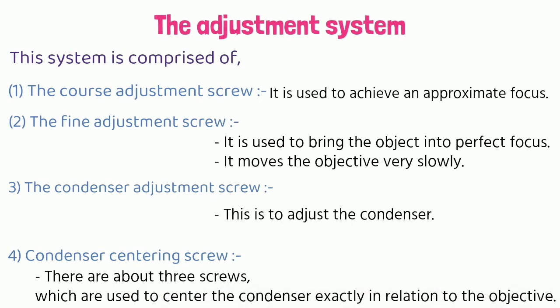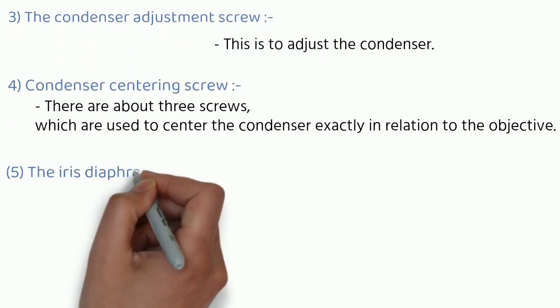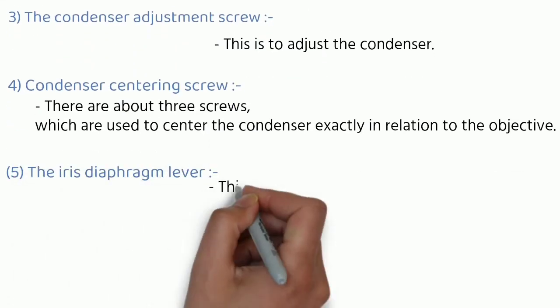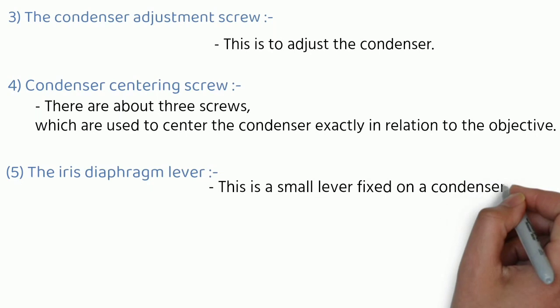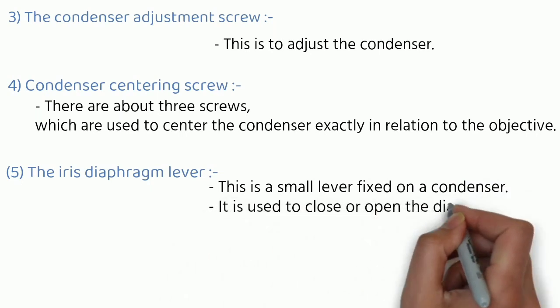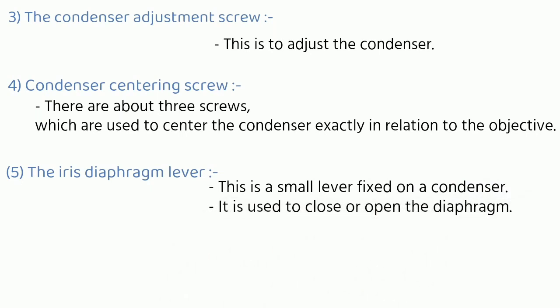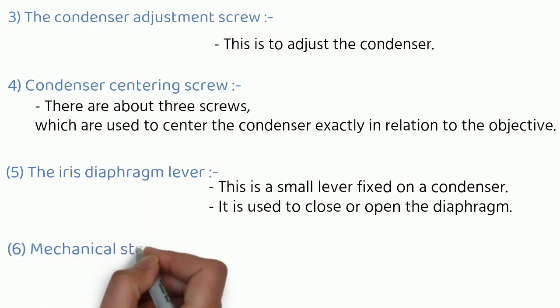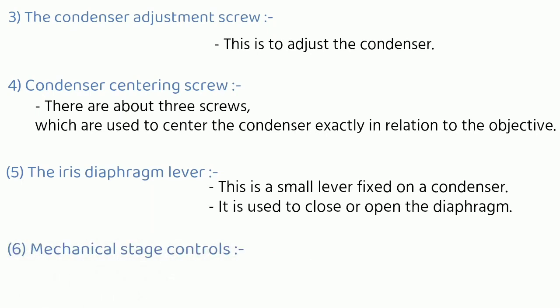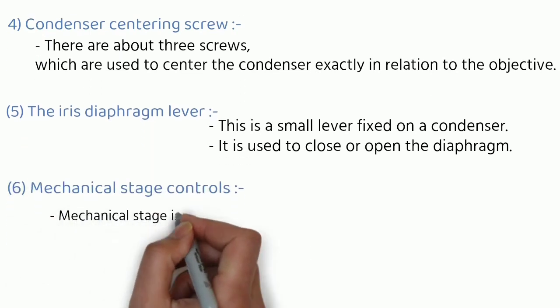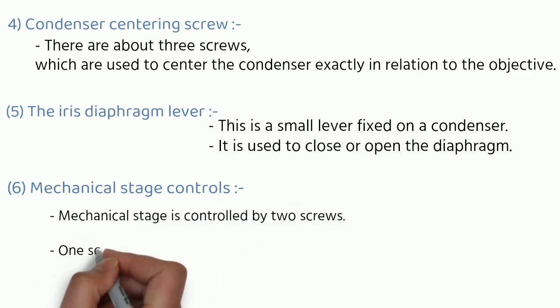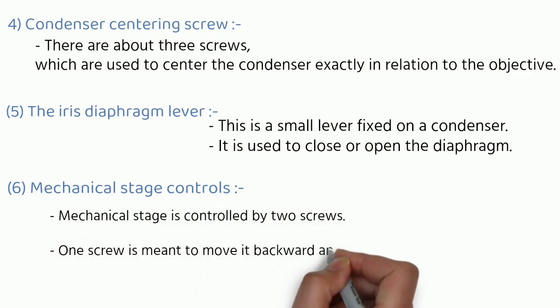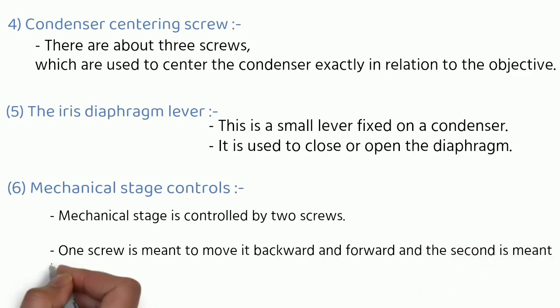The iris diaphragm lever is a small lever fixed on the condenser. It is used to close or open the diaphragm. The sixth is the mechanical stage control. The mechanical stage is controlled by two screws: one moves the slide backward and forward, and the second moves it left or right. So this is all about the compound microscope and its parts.